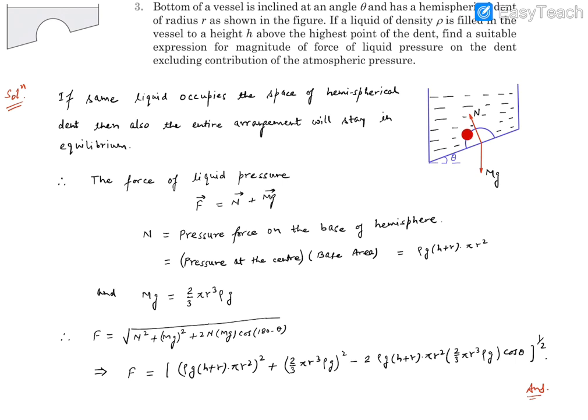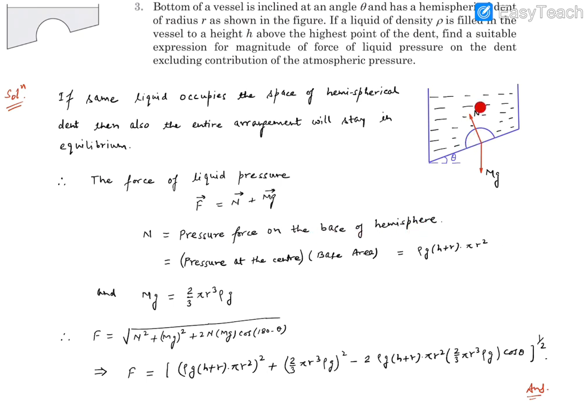In that situation, the forces acting on that liquid portion are the pressure force from the bottom, which we can call the normal reaction, and the gravitational force, which acts vertically downward, and there will be a third force coming from the pressure. All three forces must balance each other, that means they will be in equilibrium. So the force of the liquid will be the resultant of these two, which is N plus mg. Now this N is the pressure force on the base of the hemisphere.